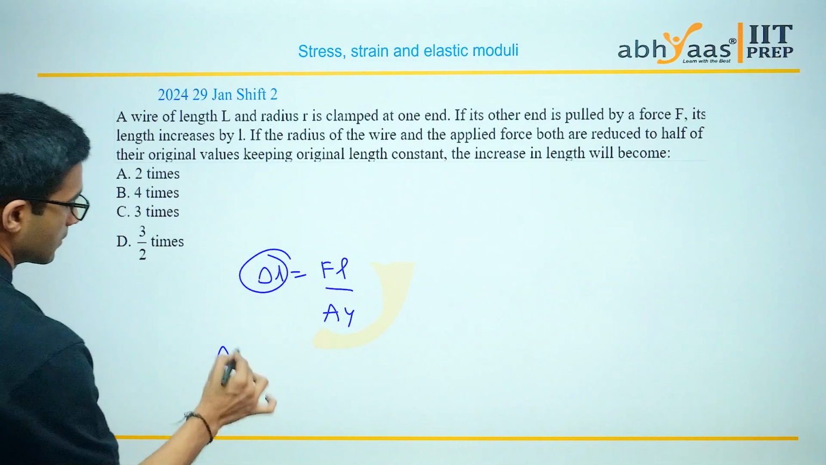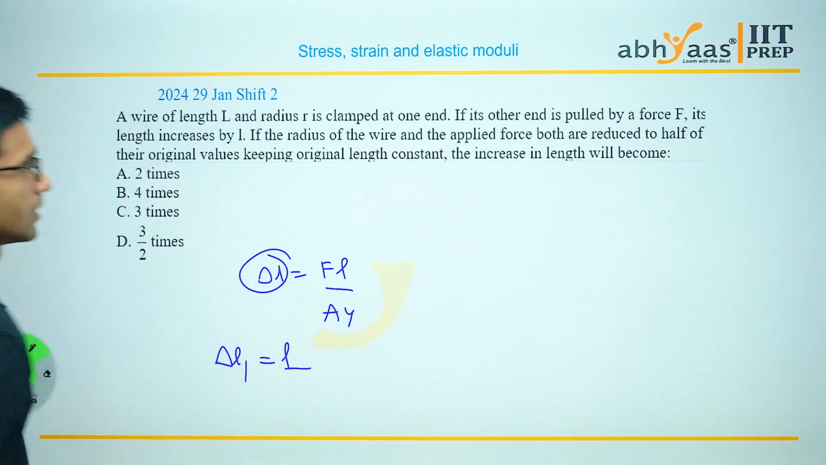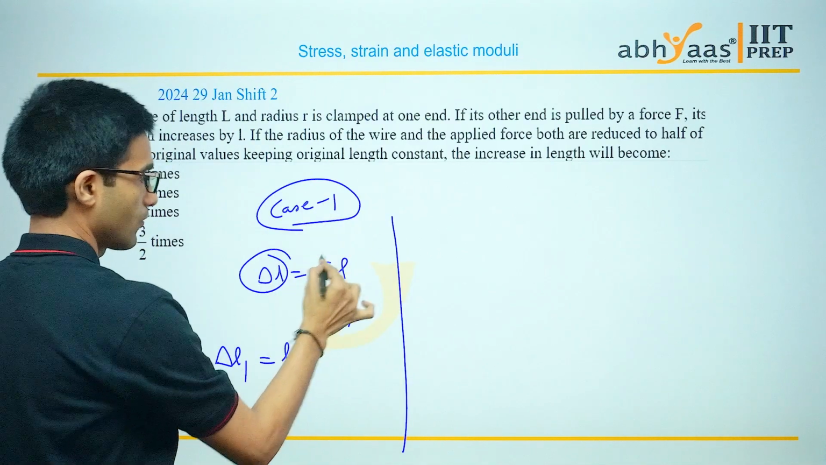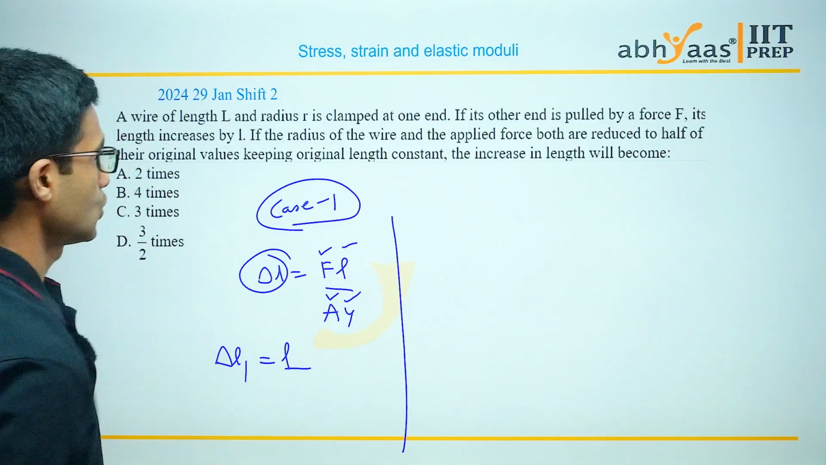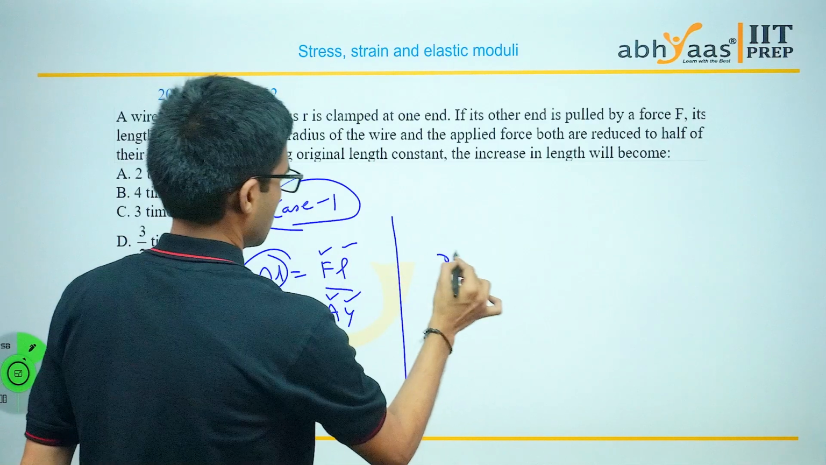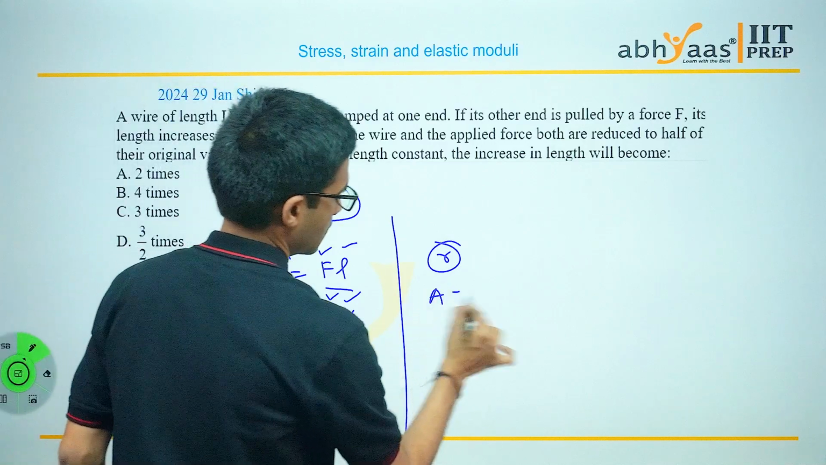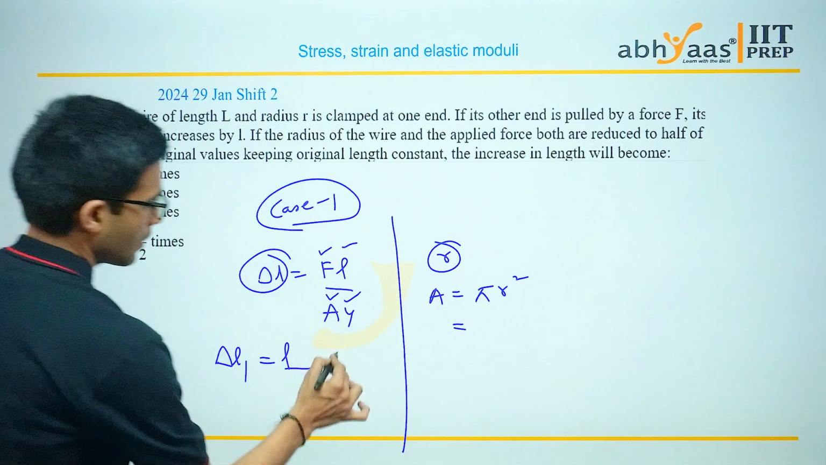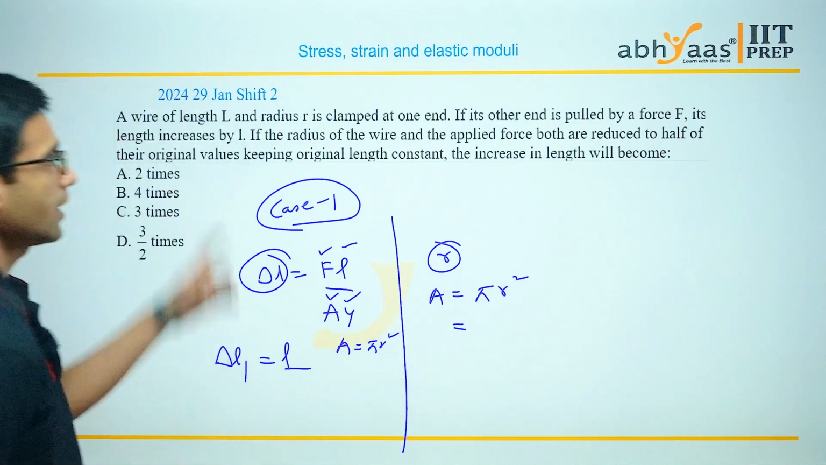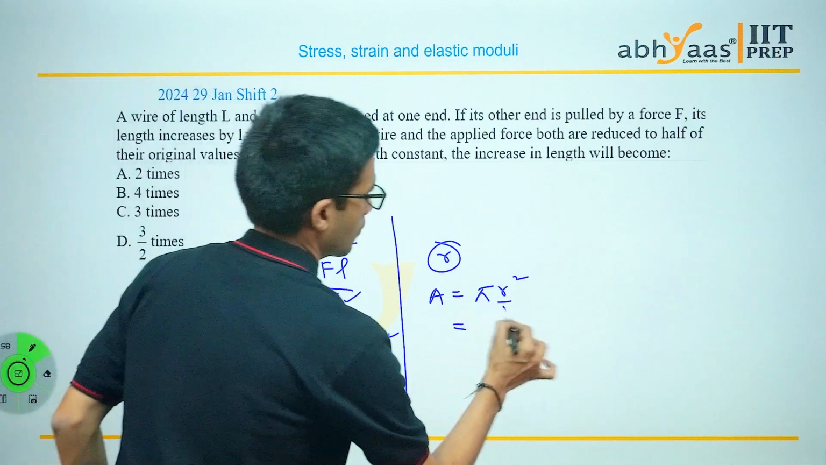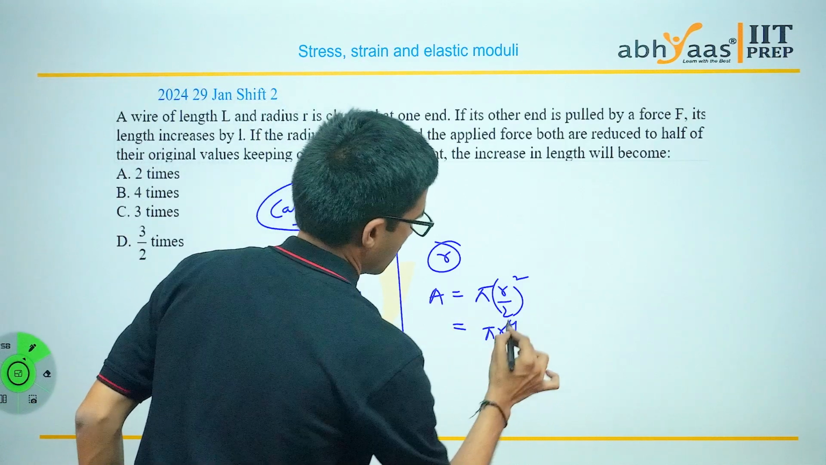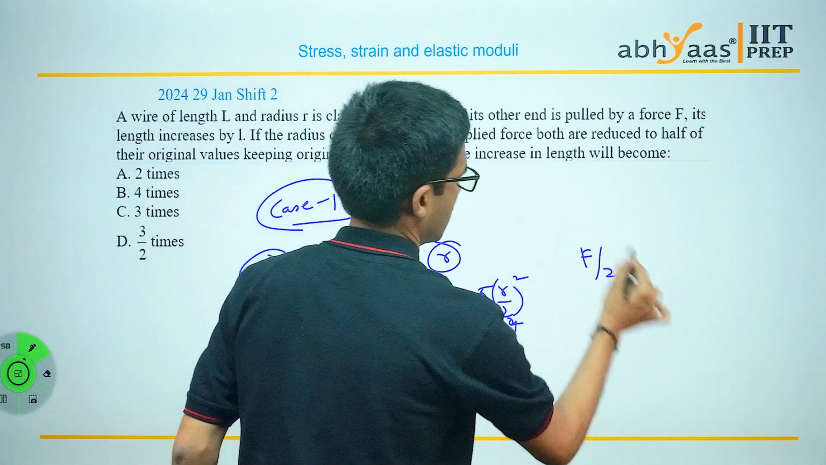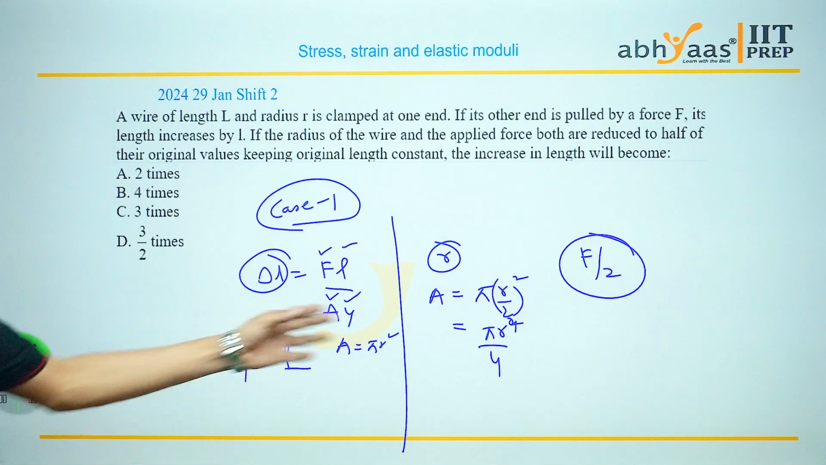Initially delta L is L, you can consider it as L only. This is case 1, which is FL by AY. Whereas in case 2, the radius of the wire is reduced. This is a circular wire, so A equals pi r square. But the radius is halved, that means r by 2 whole square, that means pi r square by 4. And the force is also reduced, that is F by 2, keeping the length constant.